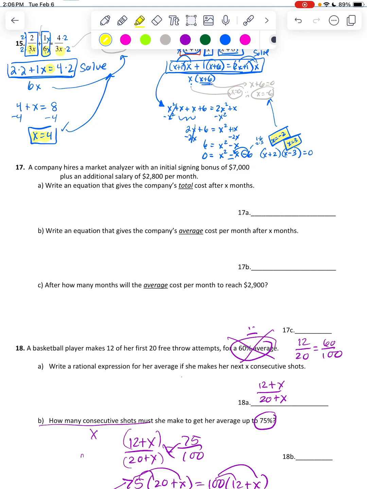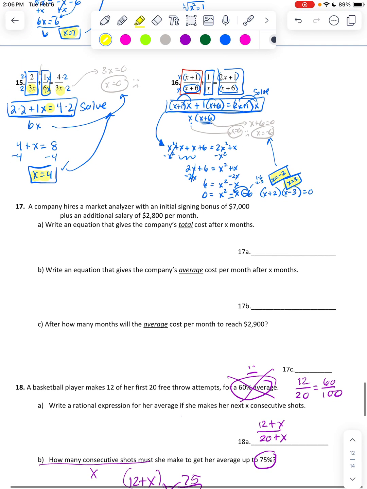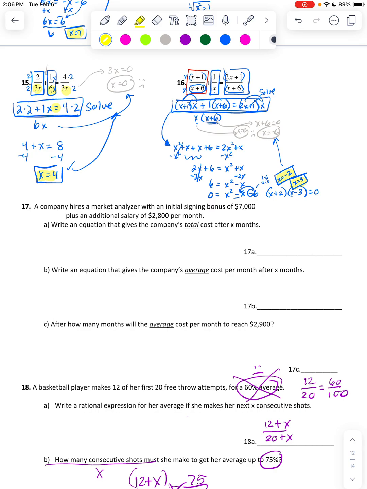All right, these are the 2 types of word problems that I need to be ready to do. A company hires a market analyzer with an initial signing bonus of $7,000. That's just an amount that they get for doing nothing, just for showing up, plus additional salary of $2,800 per month. That's the thing that tells me, hey, this is multiplied by the number of months, and it says later to use that as an x, so I'll do that.